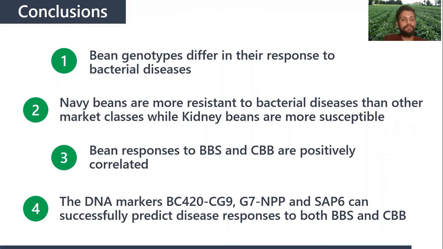So as final remarks, the bean genotypes differed in the response to bacterial diseases. Navy beans were more resistant to bacterial diseases than the other market classes, while kidney beans are more susceptible. And the bean responses to brown spot and common blight were positively correlated. The 3 markers can be used to successfully predict disease response to both brown spot and common blight, but more specifically those first 2 markers.